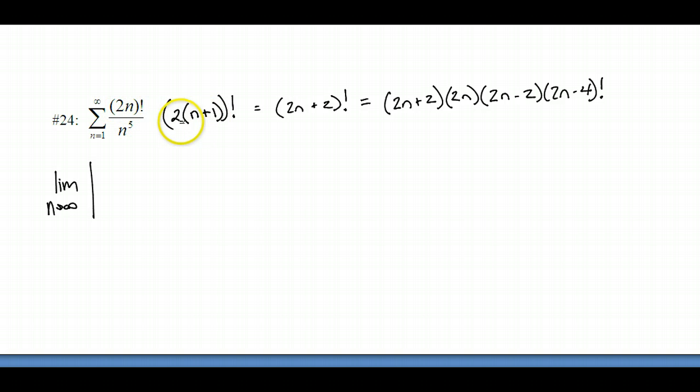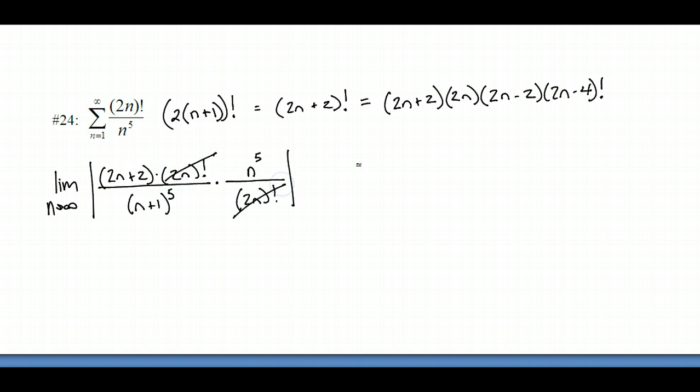So in this situation, we already wrote out what 2 times our n plus 1 factorial will create. And it does create 2n plus 2 factorial, but I know I want things to simplify out, so I'm going to put it as 2n plus 2 times 2n, and then factorial, because I know when I multiply by the reciprocal, things will then simplify out. This is divided by n plus 1 to the power of 5. Multiply by the reciprocal of the original, so n to the 5th, divided by 2n factorial. The 2n factorials end up simplifying out.